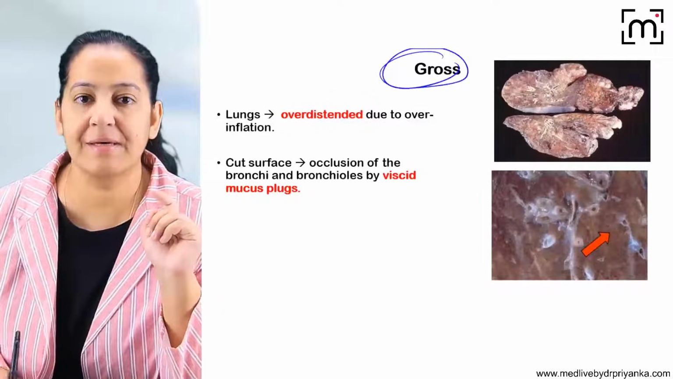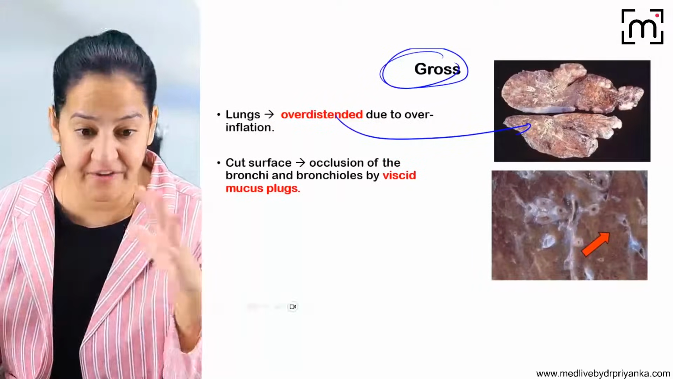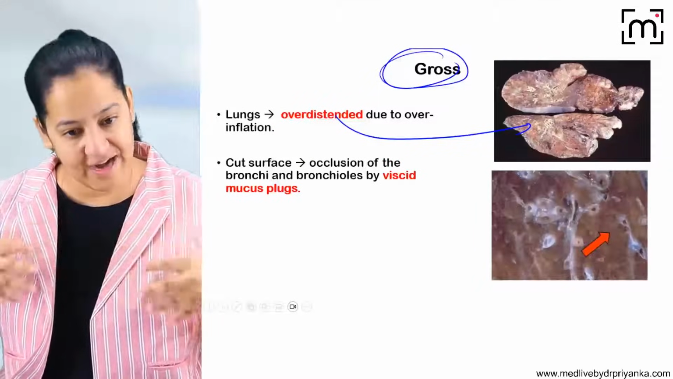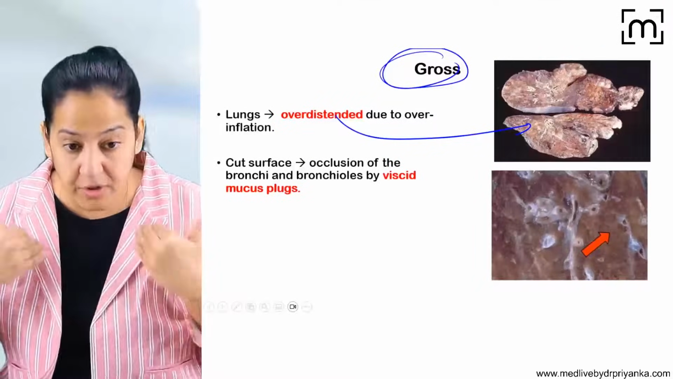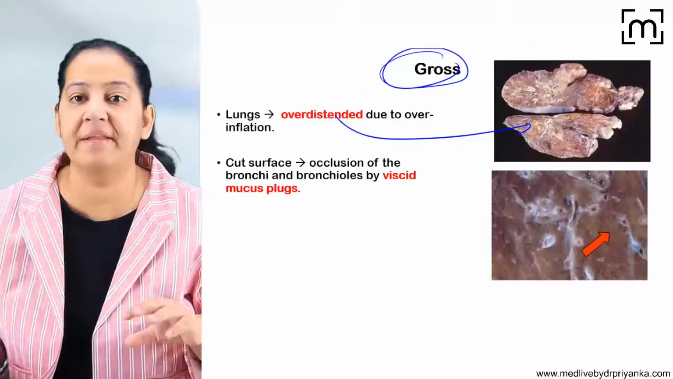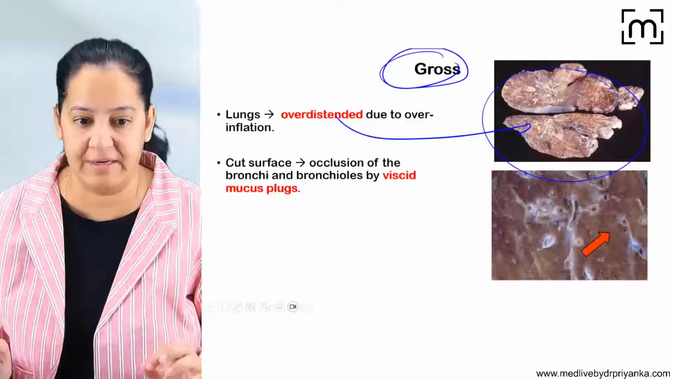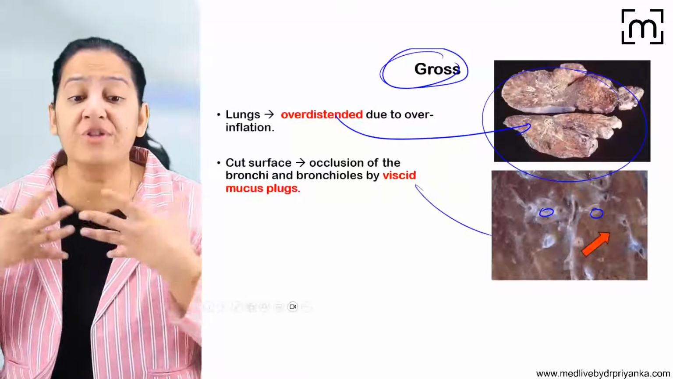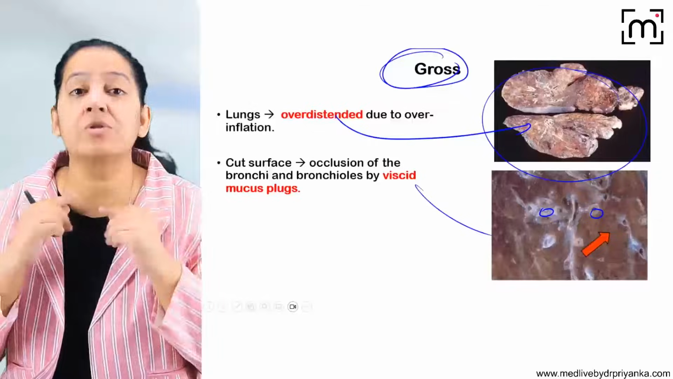In the gross, you can see the lungs are over distended because of air trapping. Now the trachea and the bronchi undergo constriction, so air gets trapped inside and cannot come out. Because of the air trapping, there is over distension of the lungs, and you can see the mucus plugs are also there because sometimes over secretion is occurring. So over secretion also blocks the lumen.